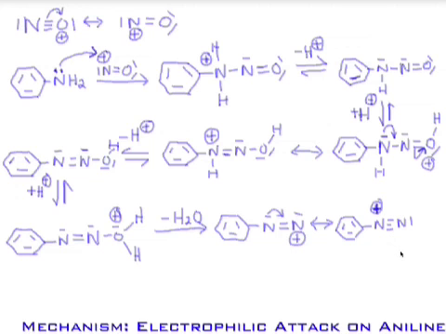So there you have it. Electrophilic attack by the nitrosonium ion on the lone pair of nitrogen. We get a series of protonation, deprotonation steps, loss of water to generate our aromatic ring with an N triple bond N, Benzenediazonium Chloride. Now what's interesting about Benzenediazonium Chloride is that the material undergoes a series of reactions.